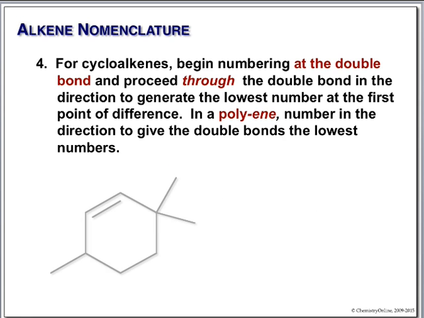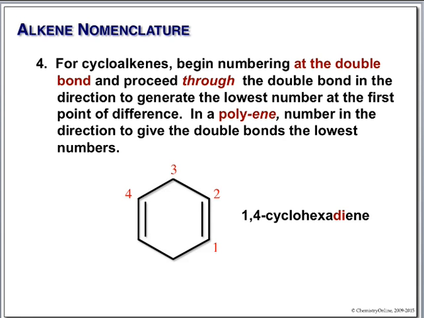Couldn't we make that a 1,3? Nope. Let's go back. This has to be carbon 1. The other one must be a 2. You must number through the double bond. And if we started here, it would be the same thing.